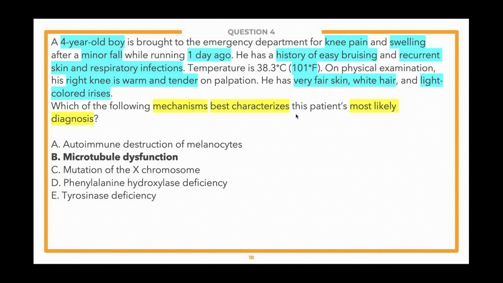So that doesn't explain all of the signs and symptoms that this patient has, which is why it's important to highlight them and make note of them, okay? Phenylalanine hydroxylase deficiency, so answer choice D.